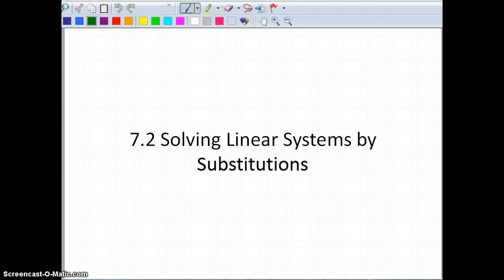Okay, this is section 7.2. We're going to be solving linear systems with substitution. So when we finish, I expect you to be able to solve a linear system using the substitution method.